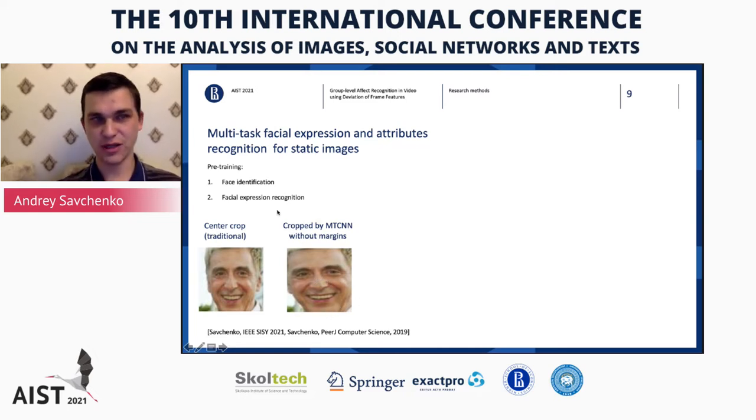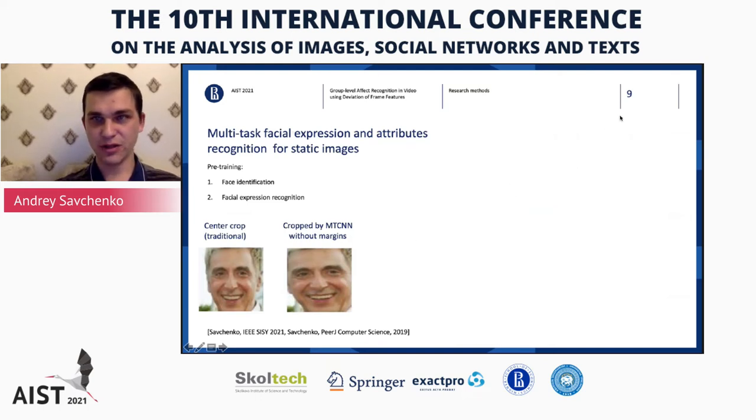So in this case, we probably decrease the accuracy of face identification, of face recognition, but we hope we can reach good quality of facial emotion recognition. And in this particular paper, it was shown that we can obtain really good quality of facial expression recognition on static images, for example.